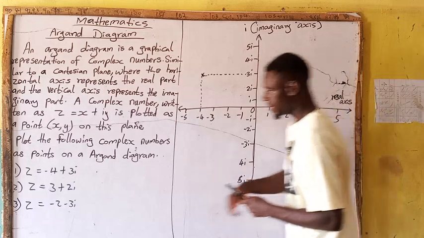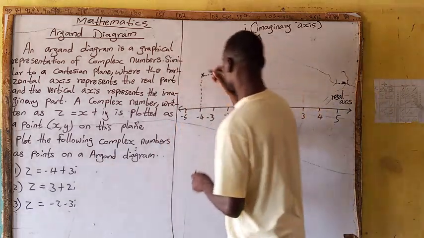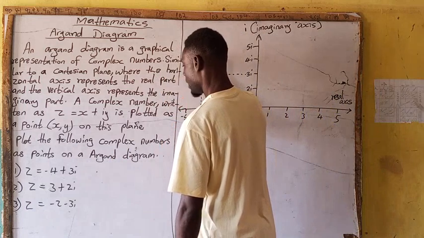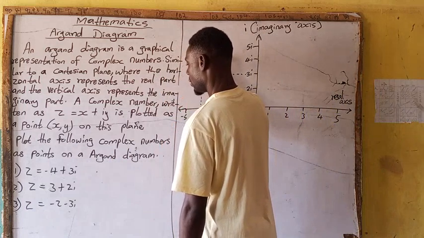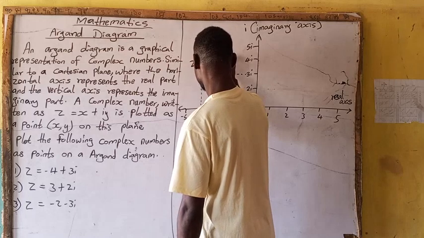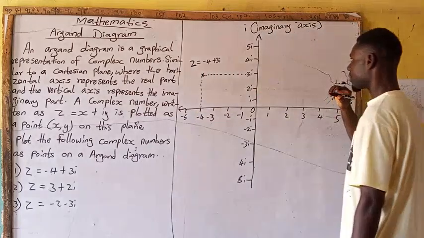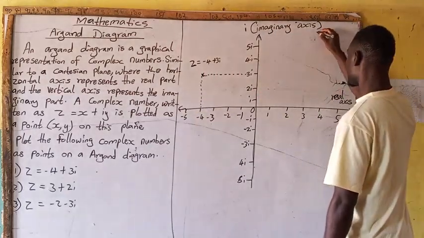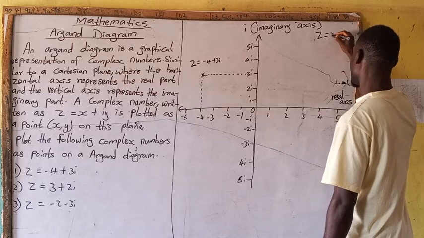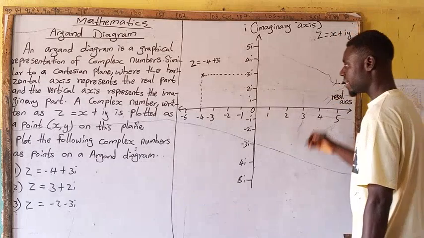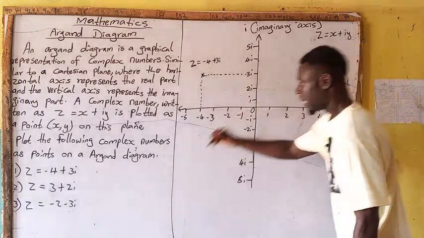Now the second one is very simple. You just write it out. z equals -4 plus 3i. Remember, the format of z is equal to x plus iy. Don't forget this.